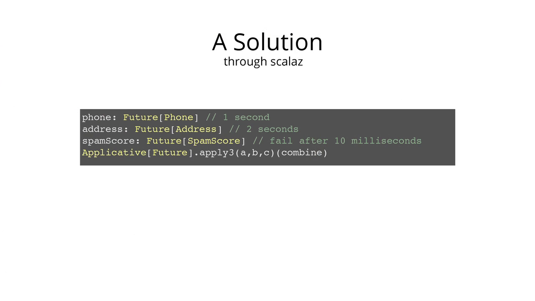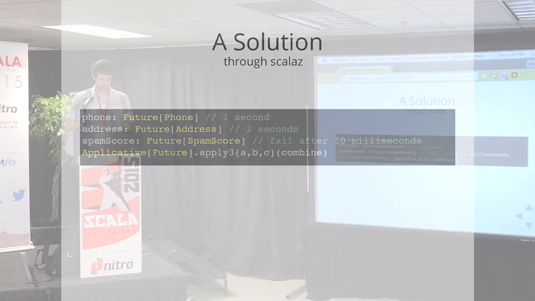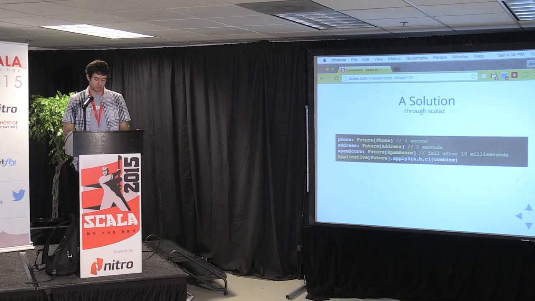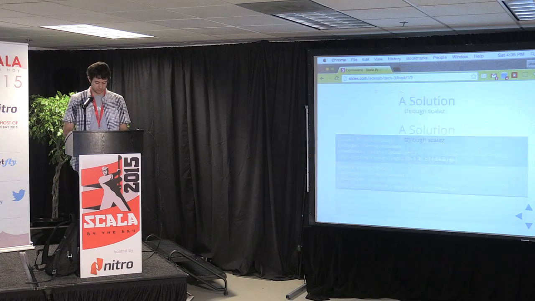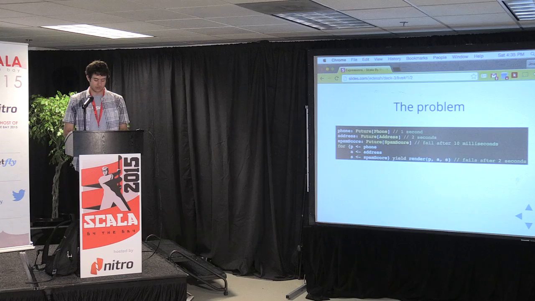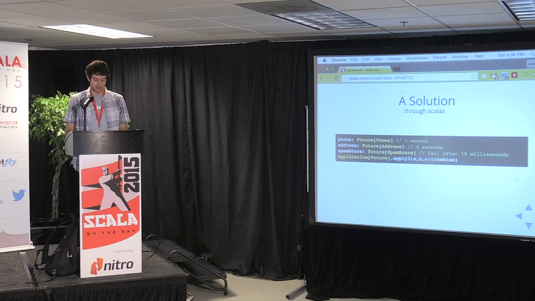And a solution would be the following code. So we have our 3 futures this time. Now we've introduced Scalaz. We're using applicative to apply the 3. We're combining them. Actually, let's say we're rendering, same idea. And now it's going to fail after 10 milliseconds. Because we're using applicative, and applicative basically doesn't have the dependency, right? So you're doing things in parallel.